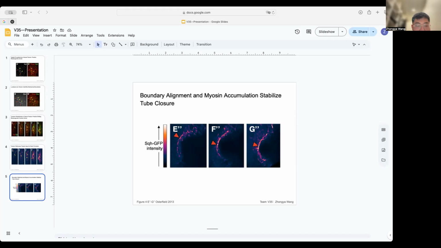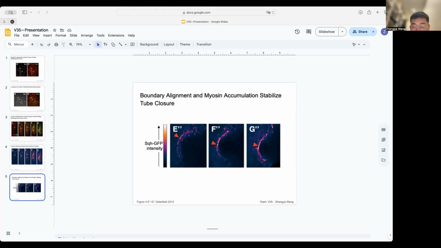The entire figure 4 provides a very detailed spatial and temporal map of cortical tension and polarity protein distribution during Drosophila dorsal appendage formation. The experiments demonstrate that morphogenesis is driven not by uniform tension but by dynamic, localized enrichment of myosin along specific cell junctions.